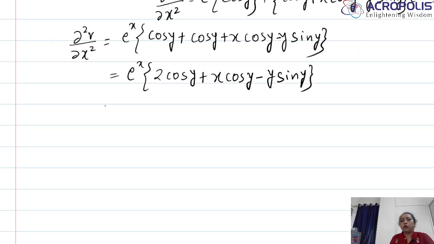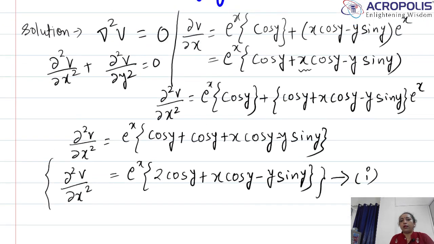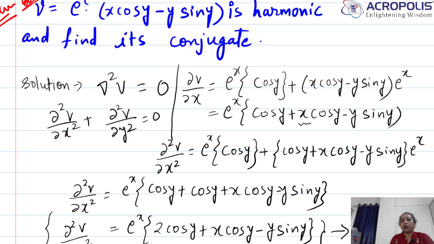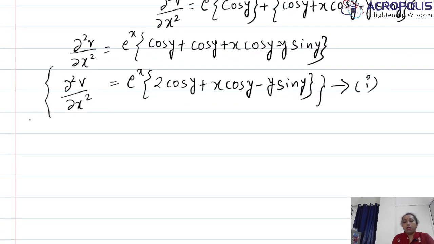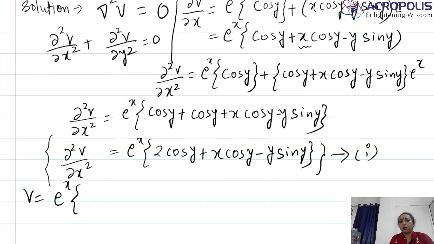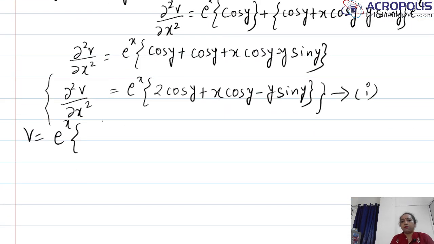So this is del 2v by del x square. This is my equation number 1. Again I am differentiating v with respect to y. So first I am writing the value of v here: v is equal to e to the power x (x cos y minus y sin y).